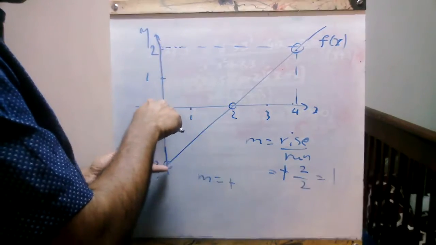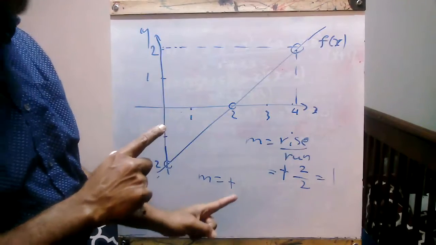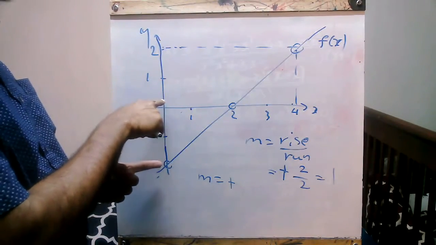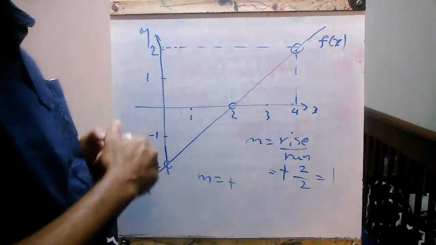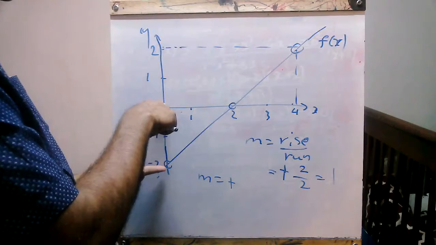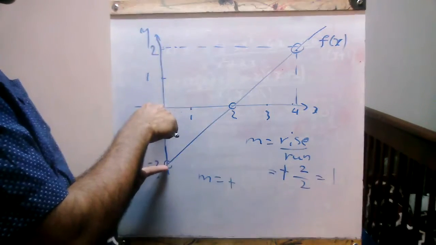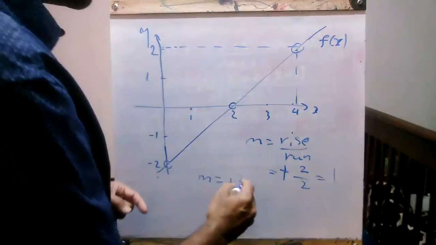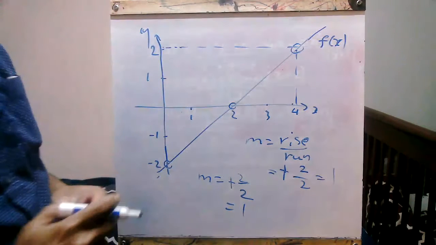Rise is the y coordinate difference. Now once we decide the sign, do not worry about sign anymore. Just look at the magnitude of rise and magnitude of run. The magnitude of rise is, we want to go from here to here. Rise is 2 units. The run is again 2 units, which is 1. Same, we get the same slope, right?